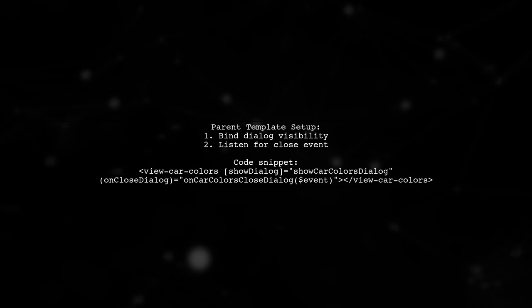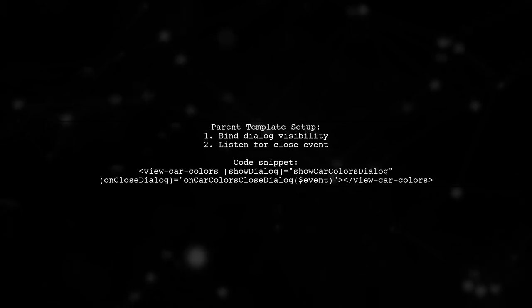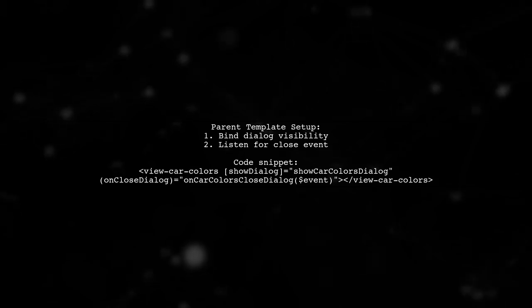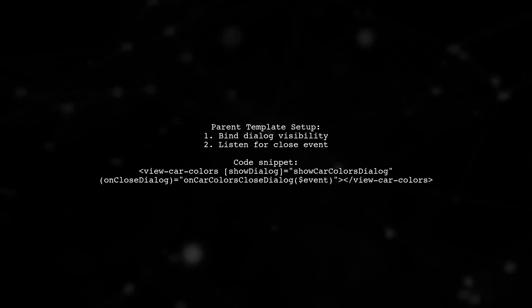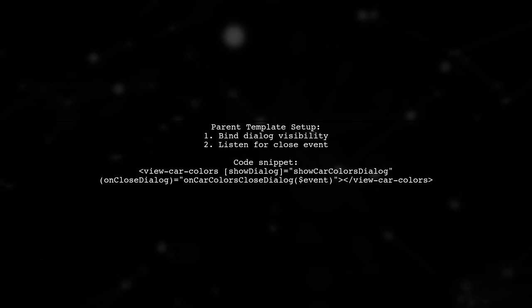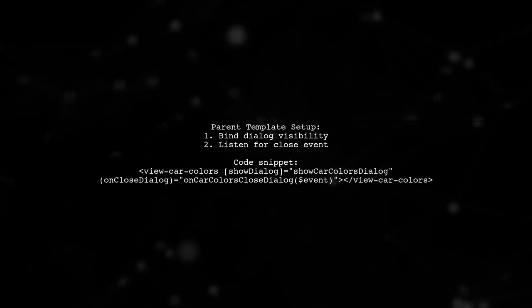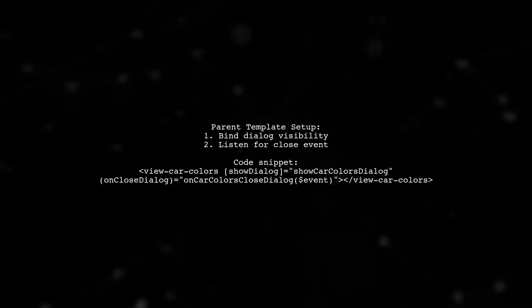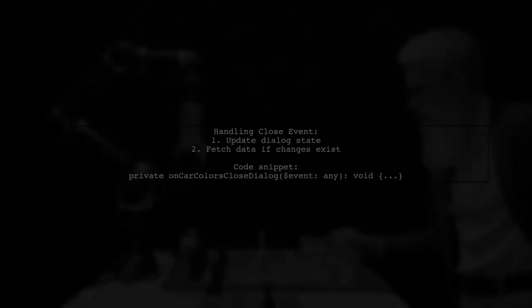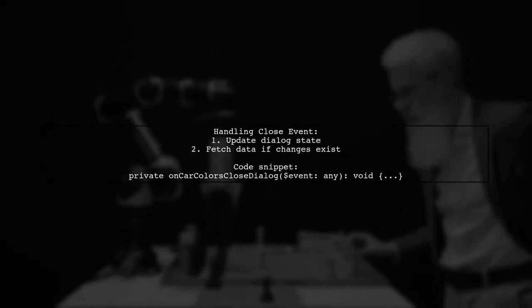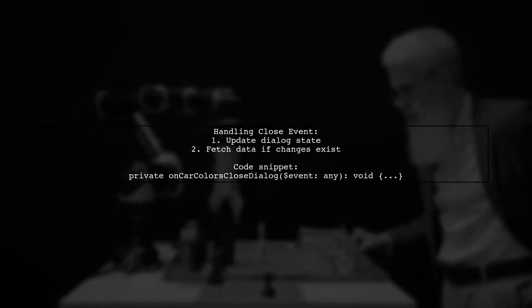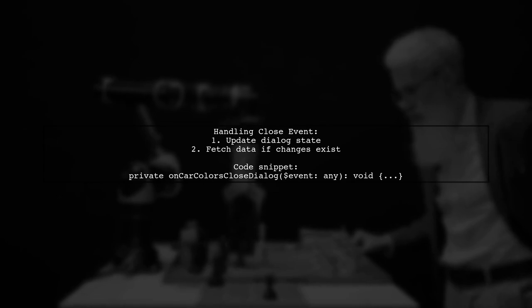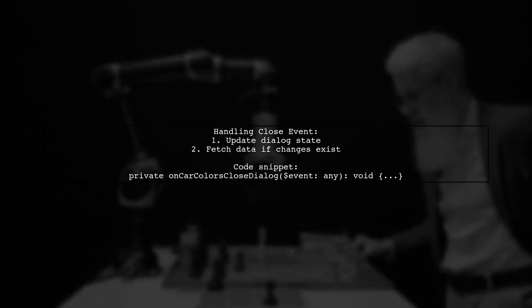In the parent template, the user binds the dialog visibility to a property and listens for the close event. When the dialog closes, it checks for changes and updates the state accordingly. Finally, in the component, the user handles the emitted event to update the dialog state and fetch new data if there are changes.